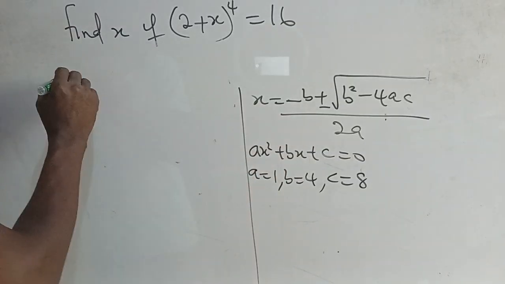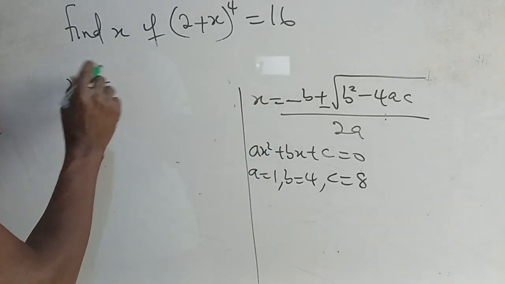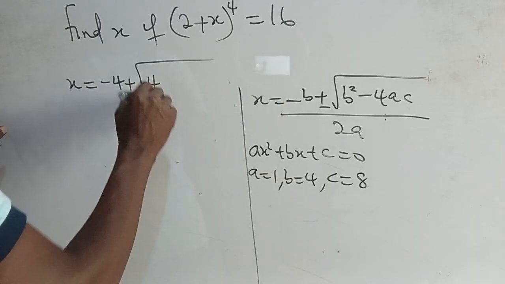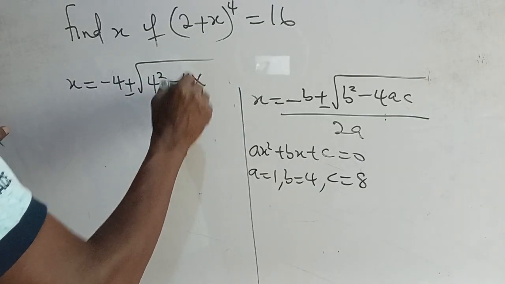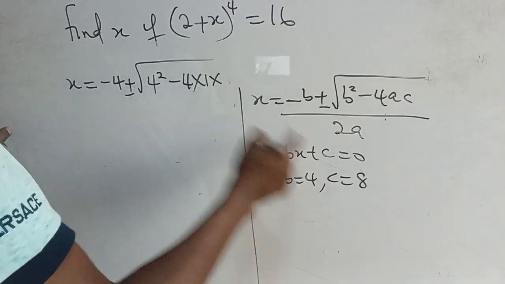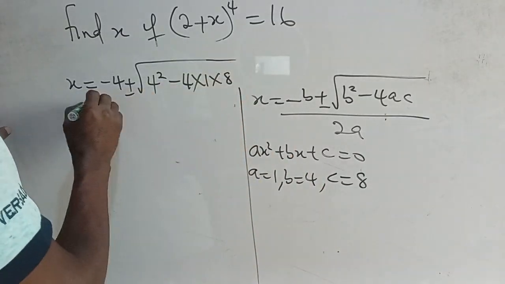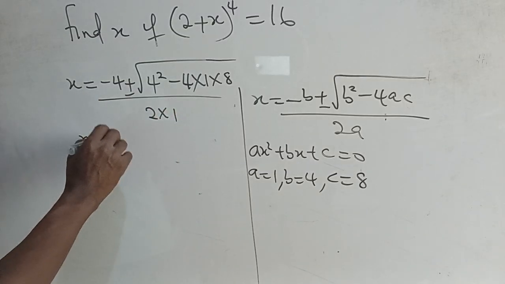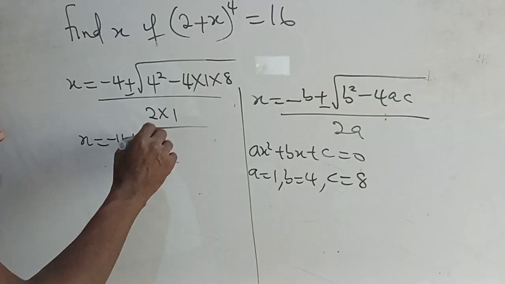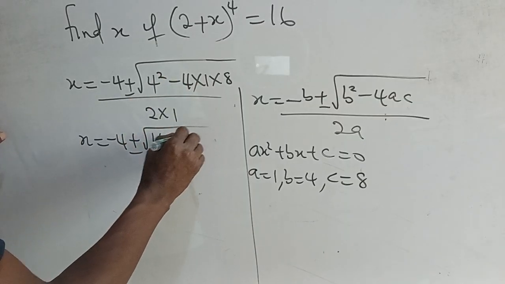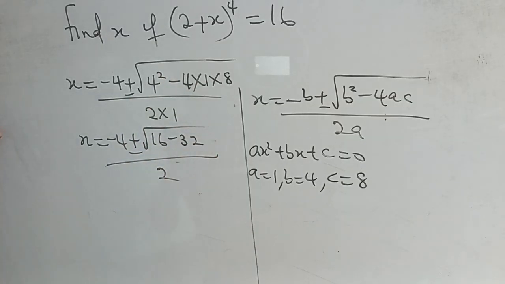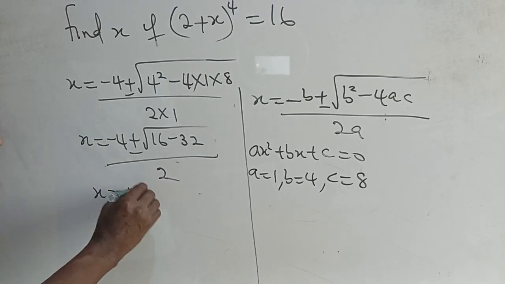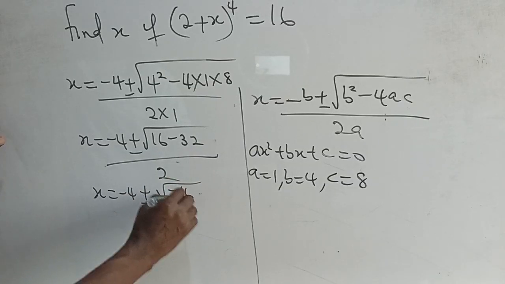So x becomes what? x equals minus our b, which is 4, plus or minus the square root of 4 squared, because our b is 4, minus 4 times our a, which is 1, times our c, which is 8. Everything all over 2 times a, 2 times 1. So we have x equal to minus 4 plus or minus the square root of 16 minus 32, all over 2. So we have x equals minus 4 plus or minus the square root of minus 16, all over 2.